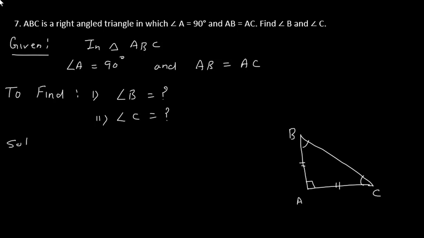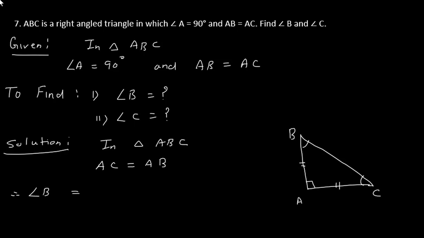Let us start the solution. In triangle ABC, AC is equal to AB, therefore angle B is equal to angle C. This is equation 1, and the reason is the isosceles triangle theorem. You can take them as x, but let us keep this as B equal to C.